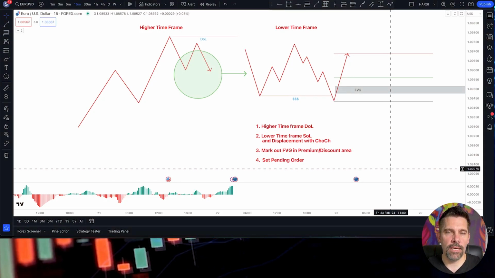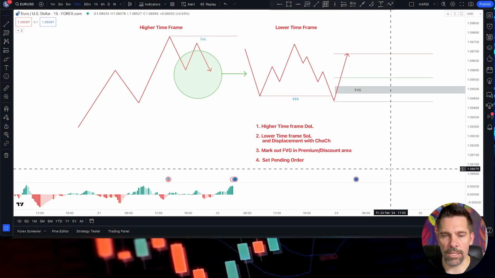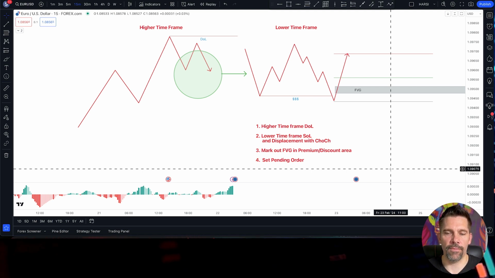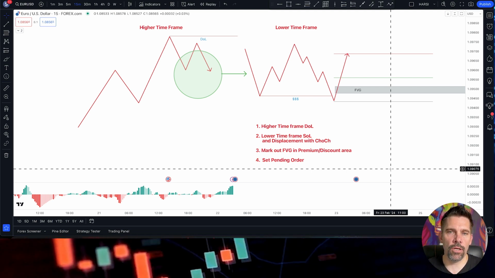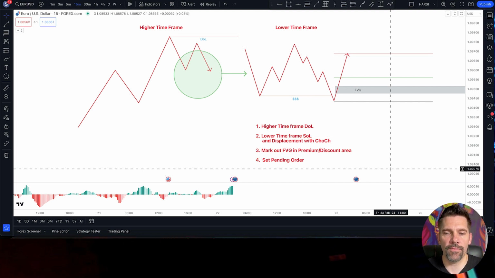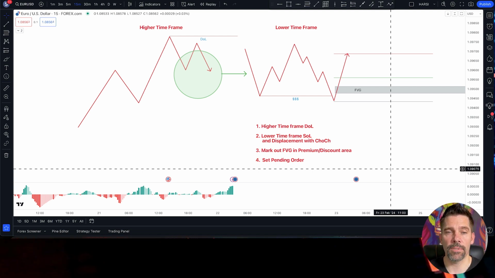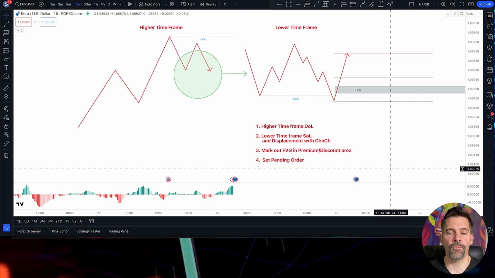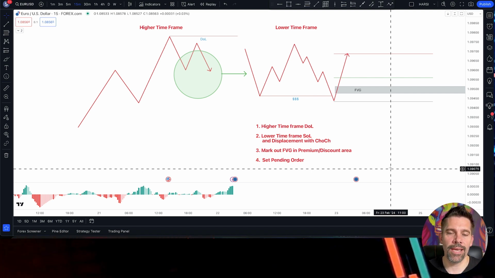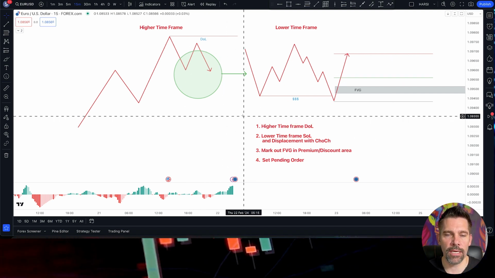I call this the ICT DOL strategy. There is no such thing. I've just kind of called it that. So essentially we are pulling a lot of ICT stuff here. We're looking at all the smart money concepts. So from the start, we are going to a higher time frame.